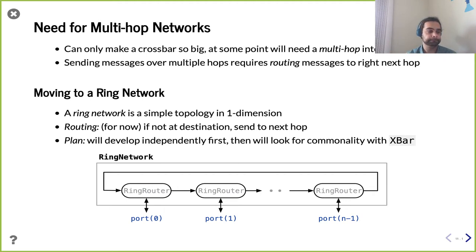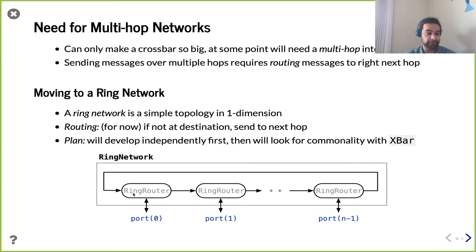So in the spirit of our progressive development, we're going to start off with a really simple multi-hop network. This one's called a ring, right? As the name implies, you can see the routers are in a ring fashion here. They have an incoming port, an outgoing port, and that's it, right? So it's literally just what they're providing to the outside world, so some hosts attach to this port. And then they can send things on.